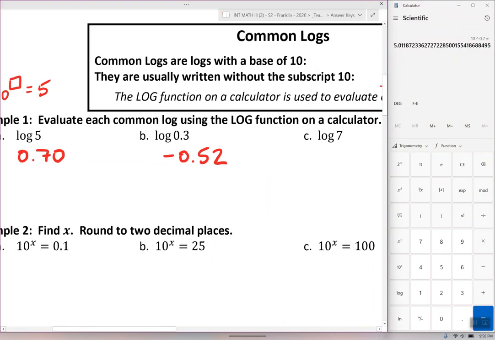So the reason we get a negative here for 0.3, and if I put 10 to the negative 0.52 power, I get 0.3019, which rounds to 0.3. The reason it's negative is because, remember, a negative exponent gives us a fraction less than 1. And so in order to get a number that is less than 1, we have to use a negative exponent.